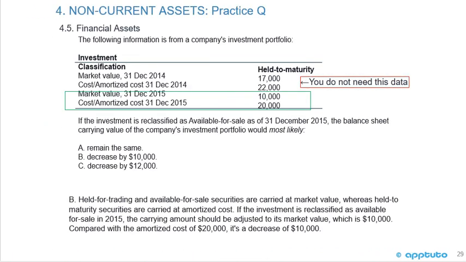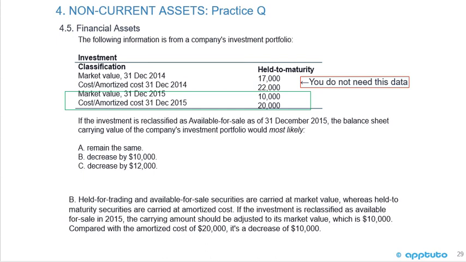Okay, this is a good practice question because, again, they're giving you some data that you don't need. So you have to be able to quickly filter out what you need and what you don't need, and do the calculation fairly quickly. So the correct answer is B.